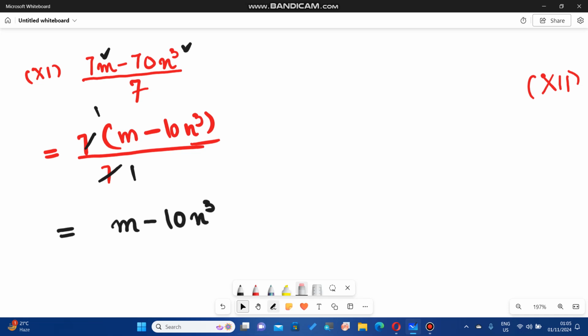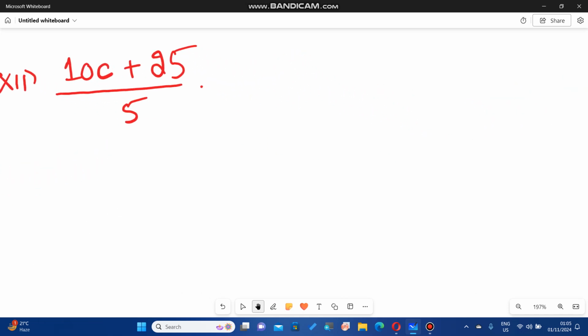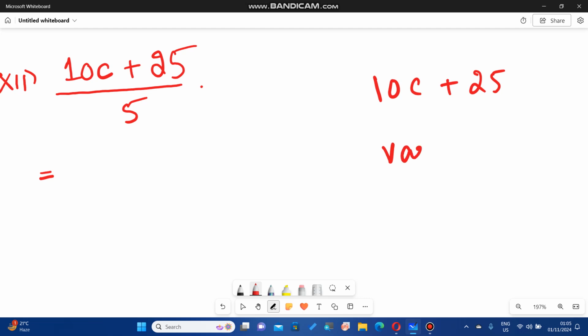Alright, moving on to our next question. We have (10c plus 25) divided by 5. We cannot add them together since we are missing the variable in the second term, that is 25. We can take common. What are we going to take common out of 10c plus 25? We cannot take the variable common since 25 is missing the c.